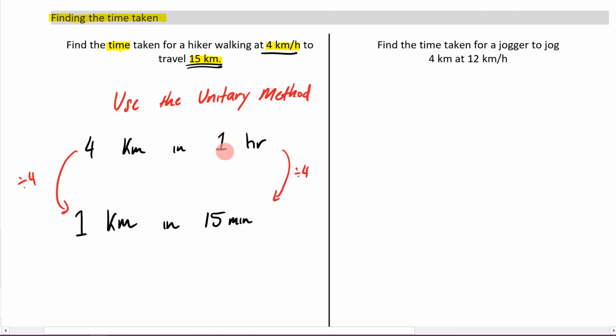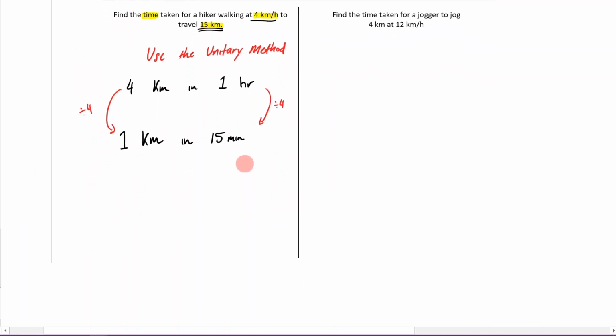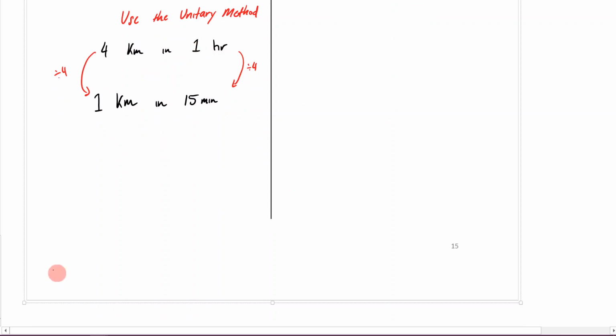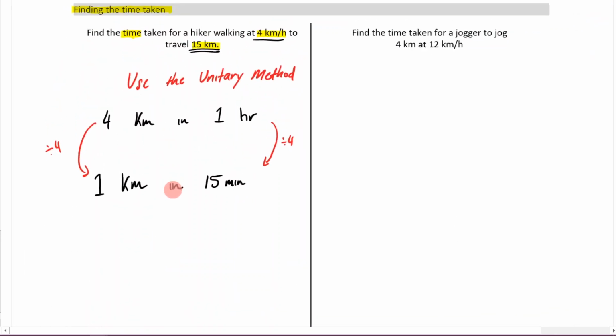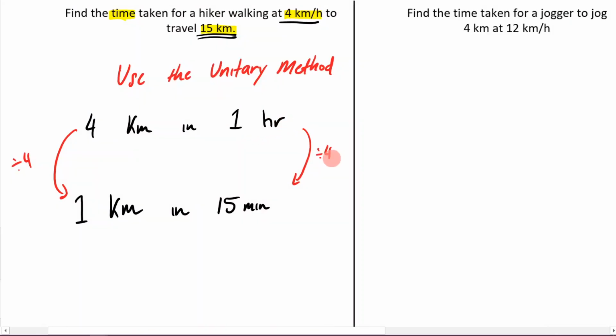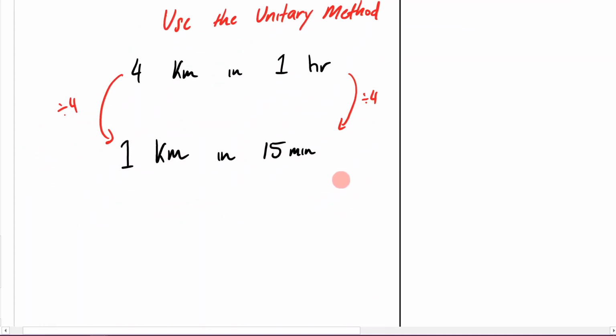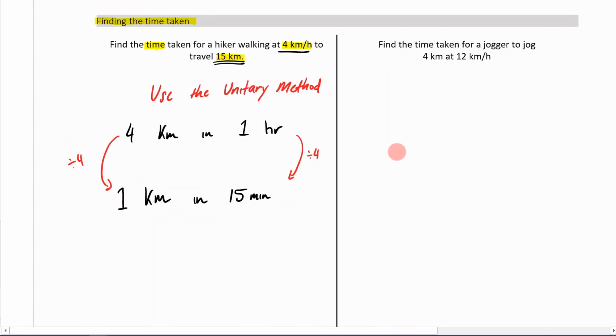So you could think about this. I know that 1 hour is 60 minutes, right? And I'm dividing that by 4. So what's 60 divided by 4? It's 15. You could also think about it like this. I have 15, 30, 45, 60. So I'm just going up by 15 there. And as you can see, 1, 2, 3, 4. At the end of the day, it's really useful just to memorize that 1 hour divided by 4 is 15 minutes.